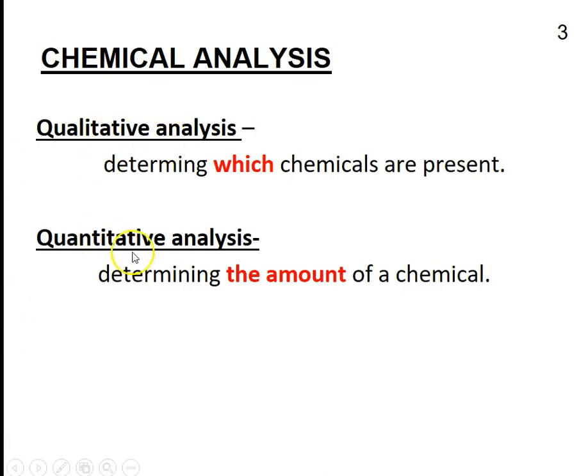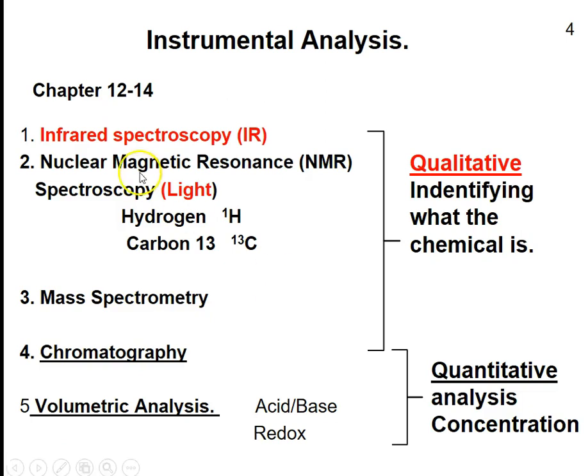We need to know what qualitative and quantitative mean. Qualitative is using light to work out which chemicals, and we'll be using other techniques to work out which chemicals, and quantitative is to look at how much of a chemical we have. So we're doing all of these instrumental techniques. Infrared's the first one. The first four tell you what particular chemical, and it's like forensic science, what's the molecule. These two, chromatography and volumetric, will tell you how much of a particular chemical we've got.